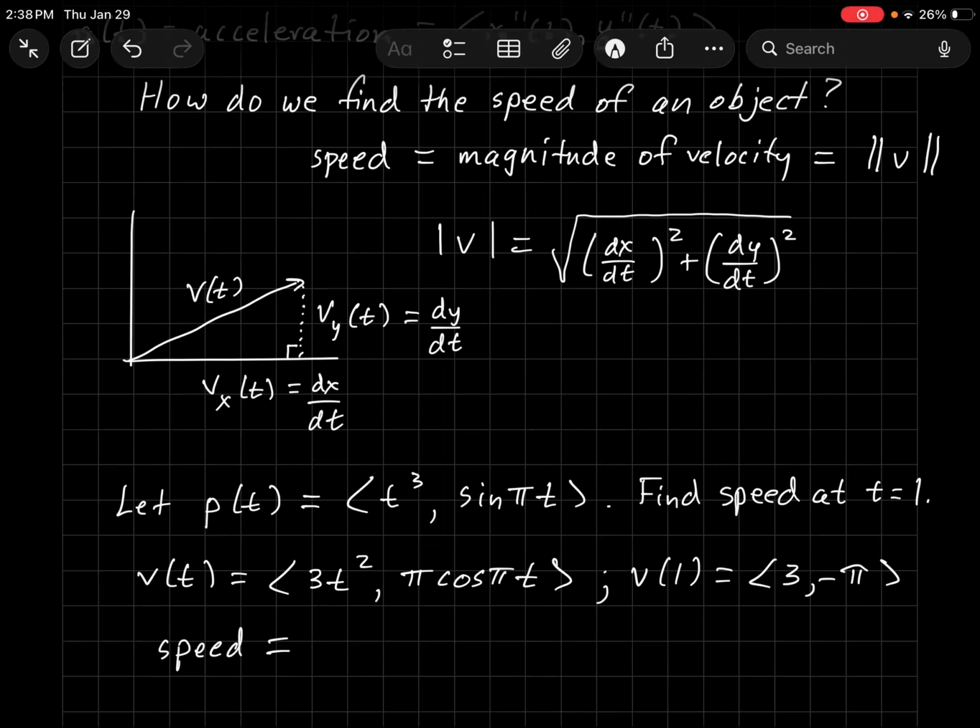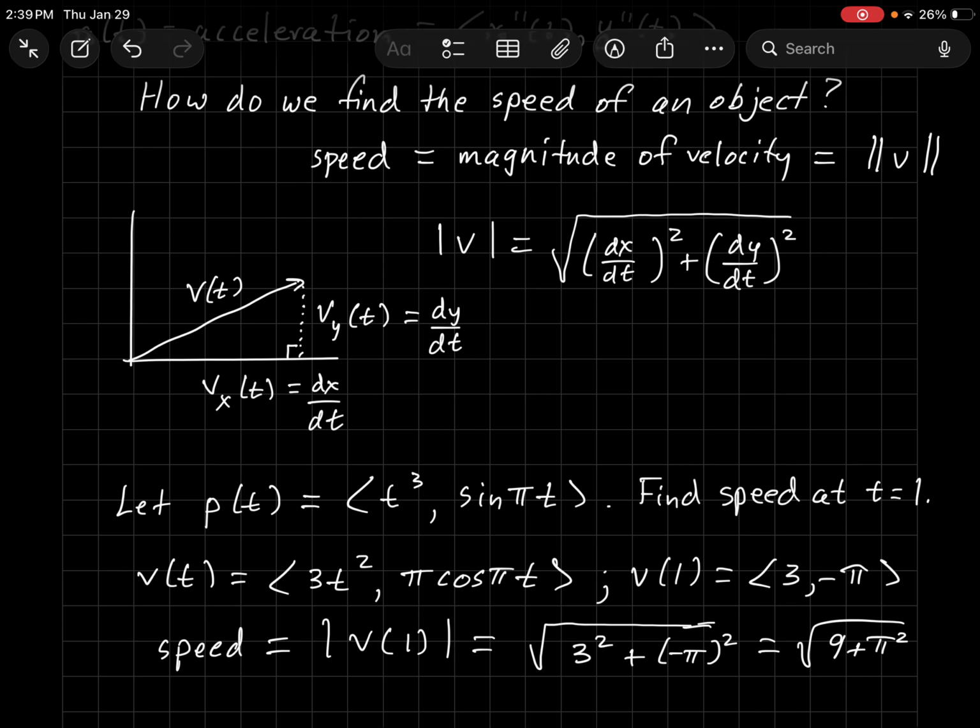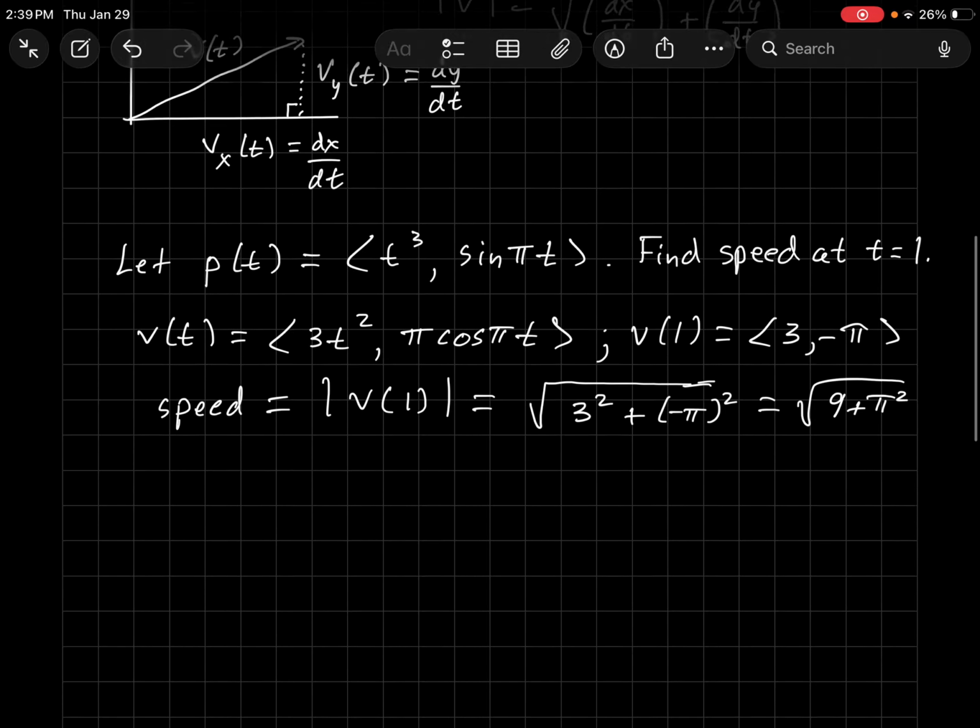And our speed then is the magnitude of our velocity vector at 1, which is x prime squared plus y prime squared, which is the square root of 9 plus pi squared. Pretty straightforward.